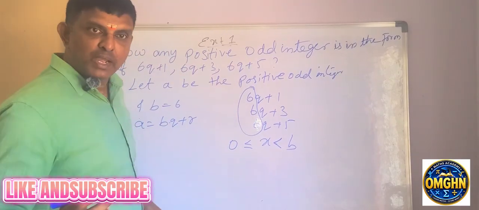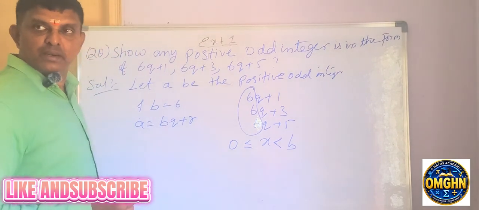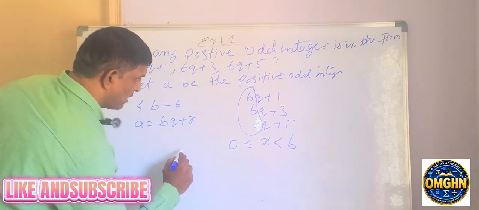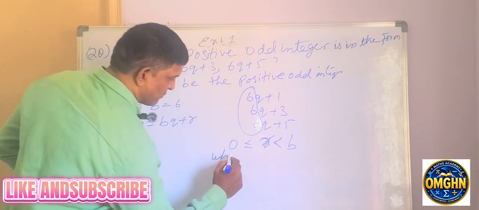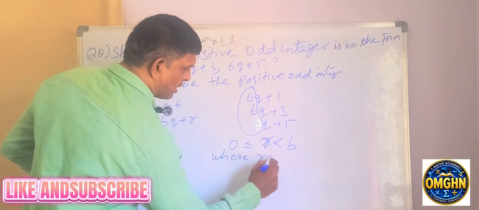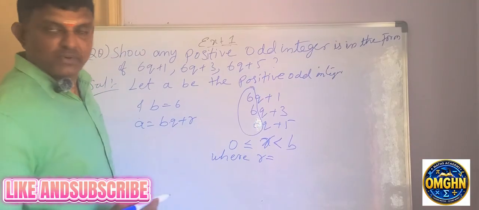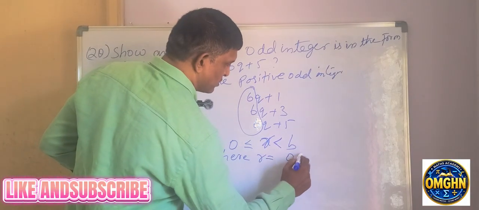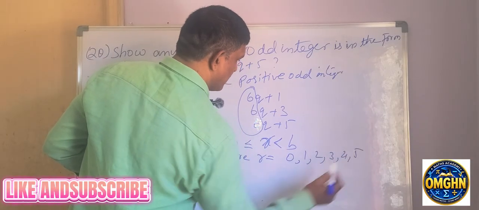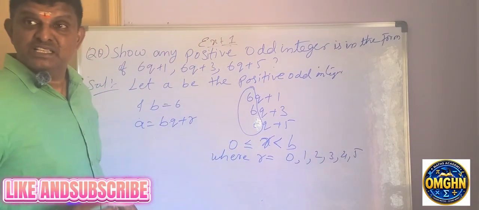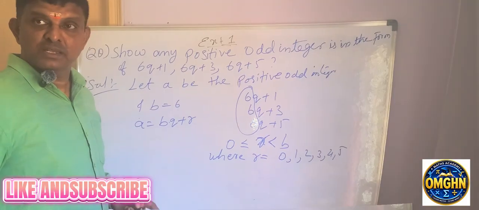Okay students, here according to the sum, 0 is less than B, which is 6. So we are taking R as the remainder, where R is equal to, starting from 0: 0, 1, 2, 3, 4, 5, because it should be less than 6. That's why we are taking it like this.